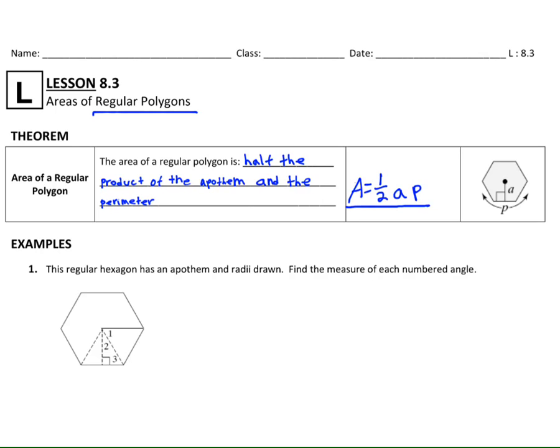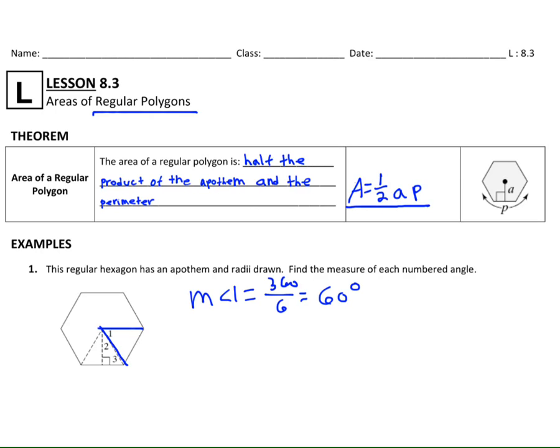So look at example number 1. It says this regular hexagon has an apothem and radii drawn. We need to find the measures of each one of these numbered angles. The measure of angle 1 is made up of a radius and a radius. If I kept drawing the radii all the way across, it would end up making 6 angles, and all of those angles add up to 360. So 360 divided by 6 gives me the measure of angle 1. So angle 1 is 60 degrees.